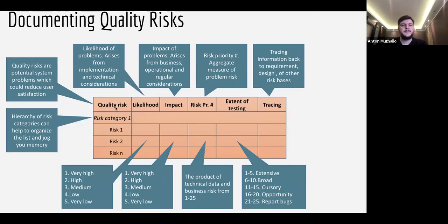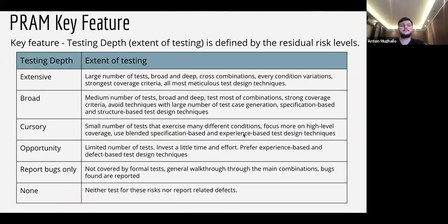You can see the slide, right? So we can have a risk, and here we can put the extent of testing, which can mean extensive, broad, cursory, opportunity, whatever. And the purpose of PRAM is mapping certain testing depth to certain risk levels and certain extent of testing to the testing depth. So basically, when you see the risk level, the number, you can just go to the extent of testing and do it as it is mentioned there.